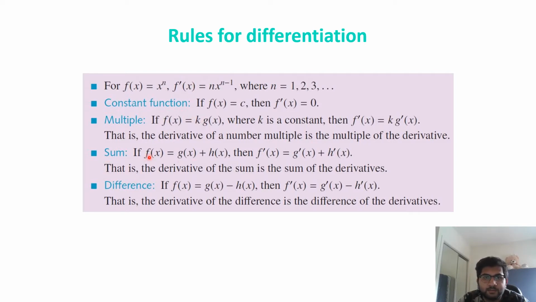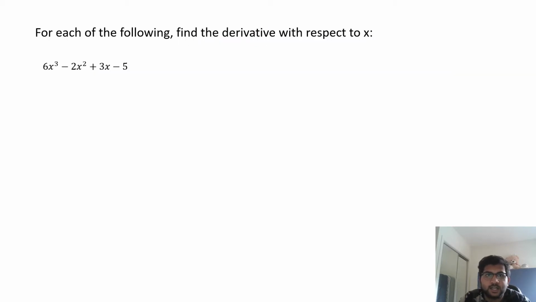If you have the function in the form f(x) equals g(x) plus h(x), then the differentiation of this function is equal to the differentiation of this plus this, which is self-explanatory, right? The difference works the same way as the sum. All right, so let's look at some examples. Go to the next slide.